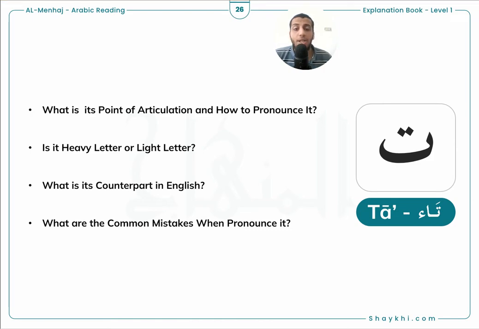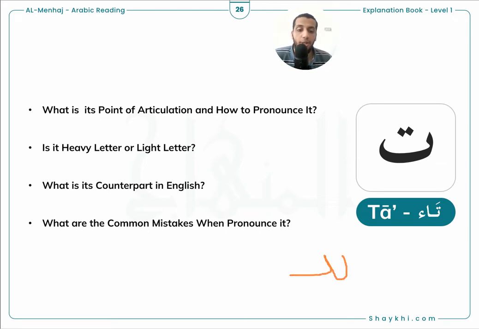Actually, one of the common mistakes when pronouncing letter T is the excessive air, as we said in the letter B. For those who remember that, if you didn't see that episode, go and watch it first. So this is also one of the common mistakes of letter T, which is making an excessive air, the exaggeration when pronouncing letter T by excessive air.